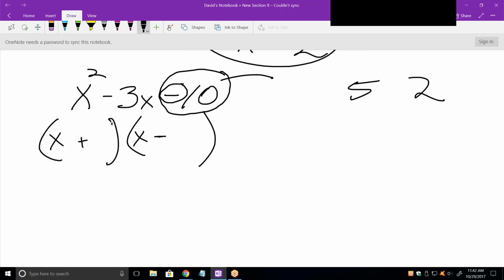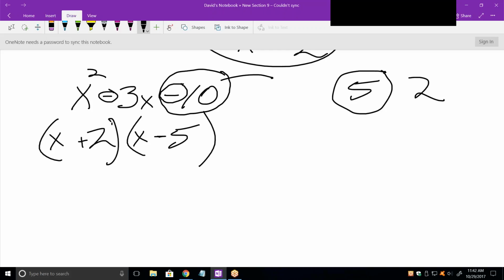Now, those are the factors, but we still have a fourth step. We have to figure out whether the 5 goes with the plus sign or the minus sign. Here's what the fourth step is. You take the larger of your two factors and put it with the sign of the middle term. The sign of the middle term is negative, therefore the 5 goes there, and the 2 goes there.